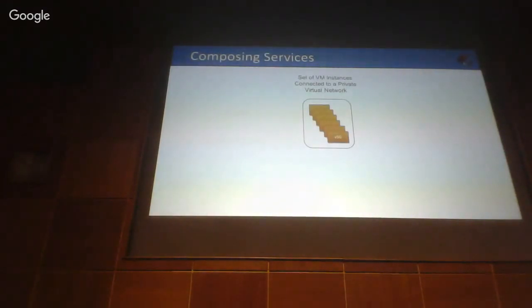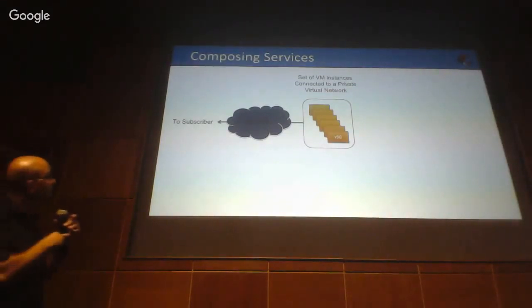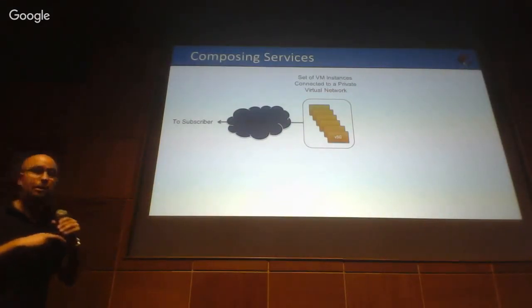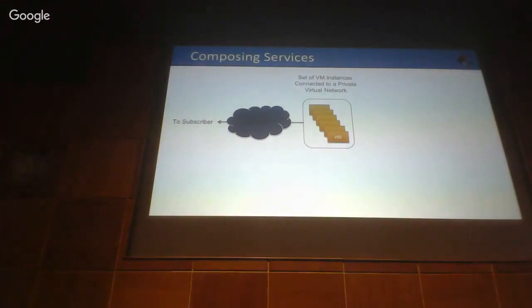So let's have a look at an example. We have a set of VMs connected to a private virtual network. Let's say it's called the Virtual Service Gateway, the VSG. That connects via, you see that? It says VSG LAN. I don't know if you guys can see that. The contrast is not great. So the VSG service connects through the VSG LAN network to the subscriber. On the other side, it connects through the WAN network to the internet.